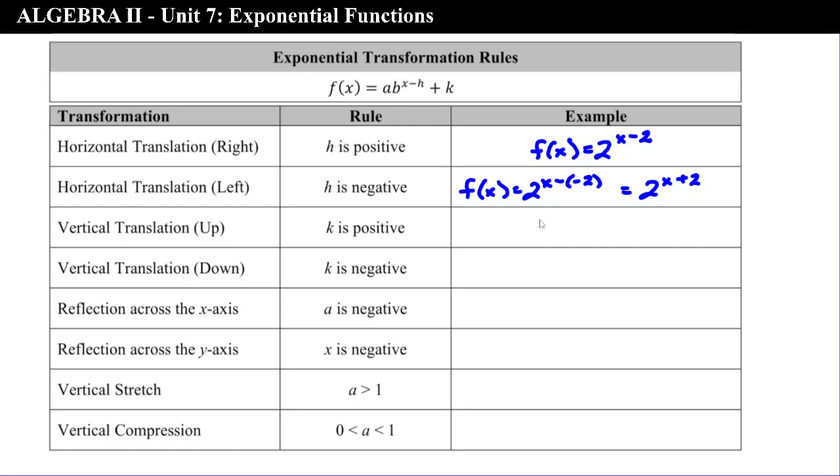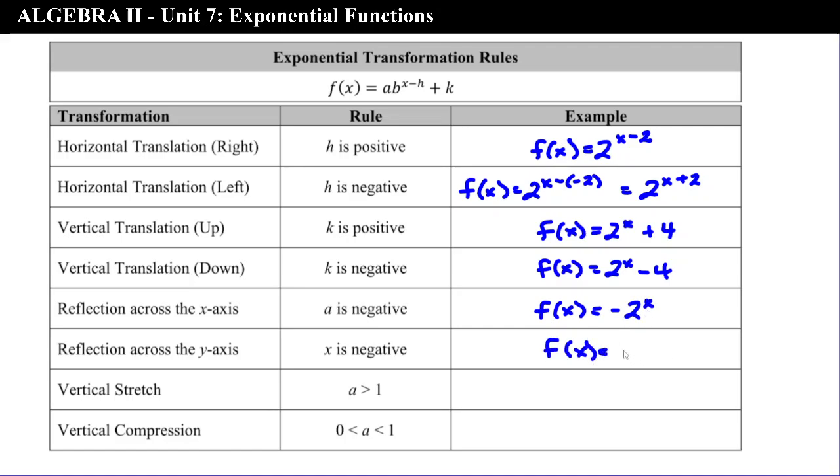All right, translations up and down. That is the number that follows at the end. So in this case, you've got 2 to the x plus 4, not in the exponent. And in a translation down, 2 to the x minus 4 is an example of that. For a reflection across the x-axis, a is negative. So whatever your leading term is out in front, you're going to have a negative out here in front. And if you want a reflection across the y-axis, you're going to put that negative sign in front of the x.